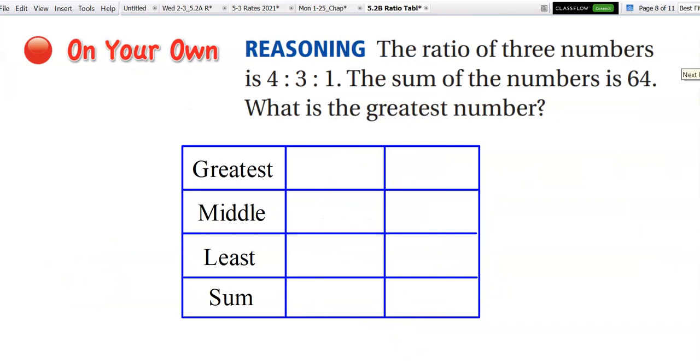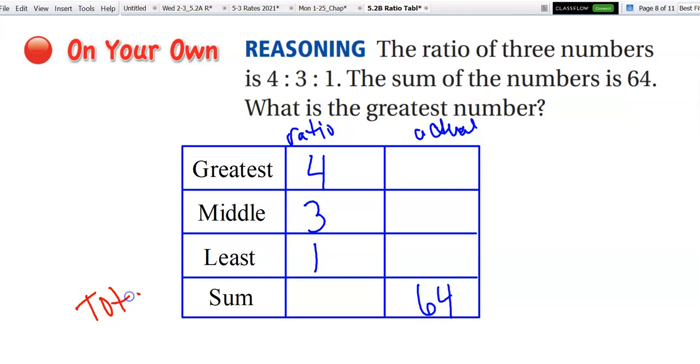Okay, now we're going to try one on your own. Here is the OYO. This is the fun one. The ratio of 3 numbers is 4 to 3 to 1. So I'm asking you, what is the greatest number? That means the biggest, right? So if the ratio is 4 to 3 to 1, that means this would represent the greatest, the middle, the least. And then it says the sum of the numbers is 64, but I'm going to put that over here because that's the actual number, not the ratio, right? So there's a difference. So this is going to be the ratio of the numbers, and this is going to be the actual numbers. So it makes sense for me to think about this as my total row.